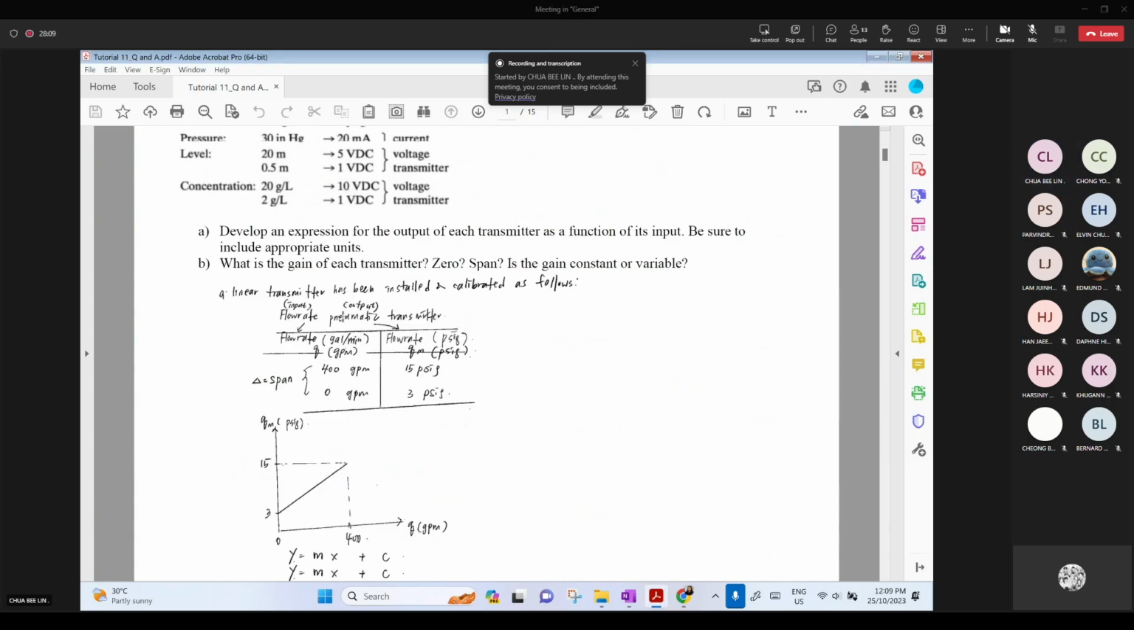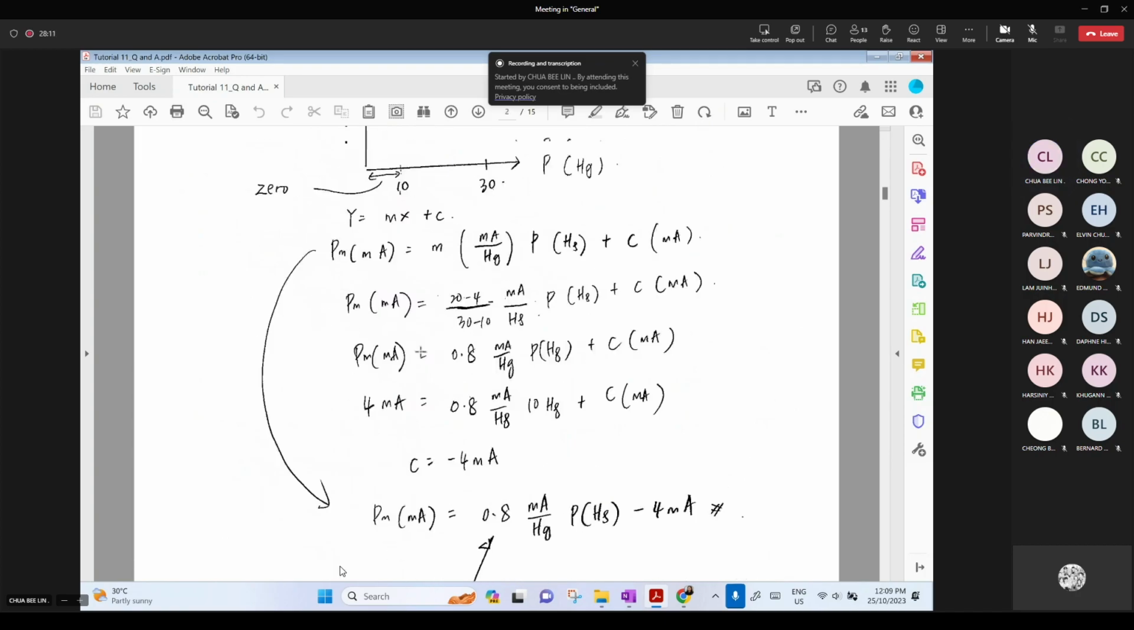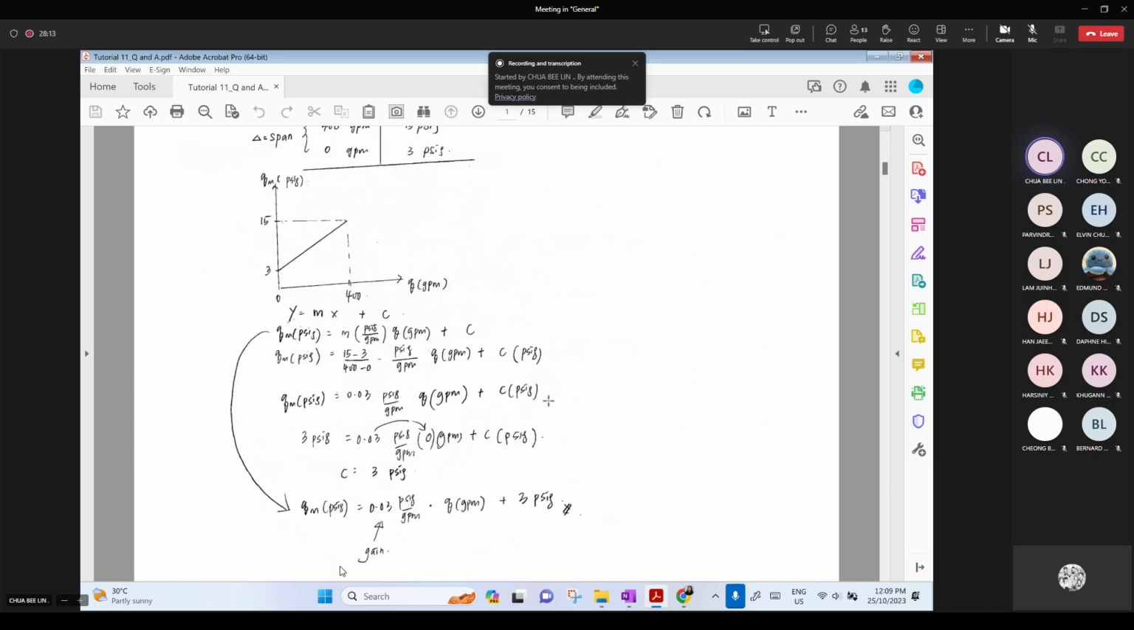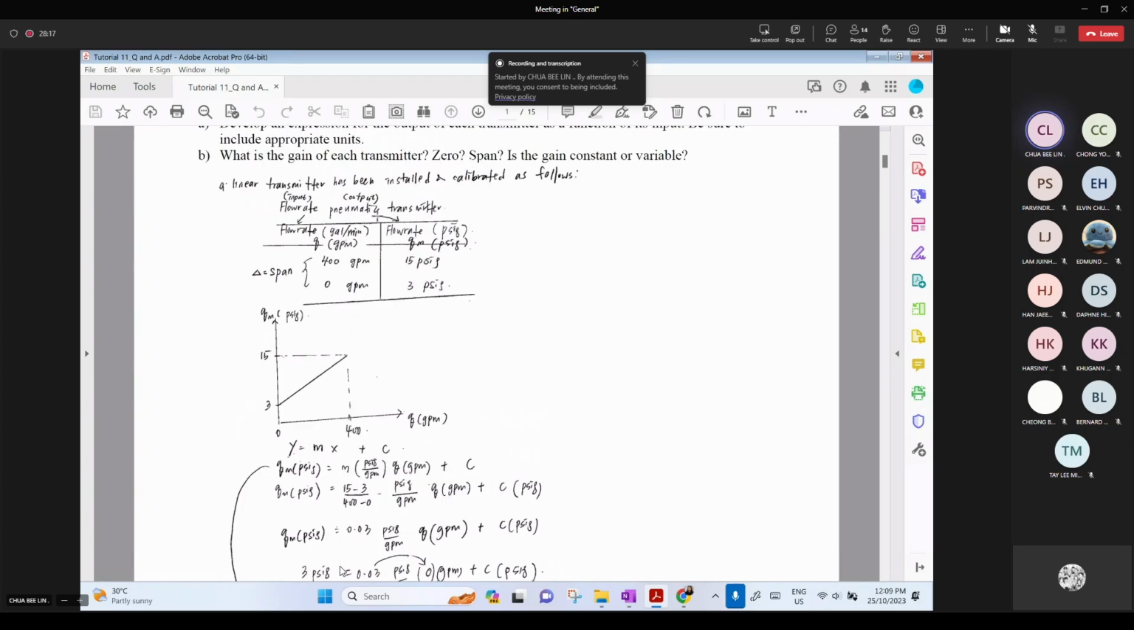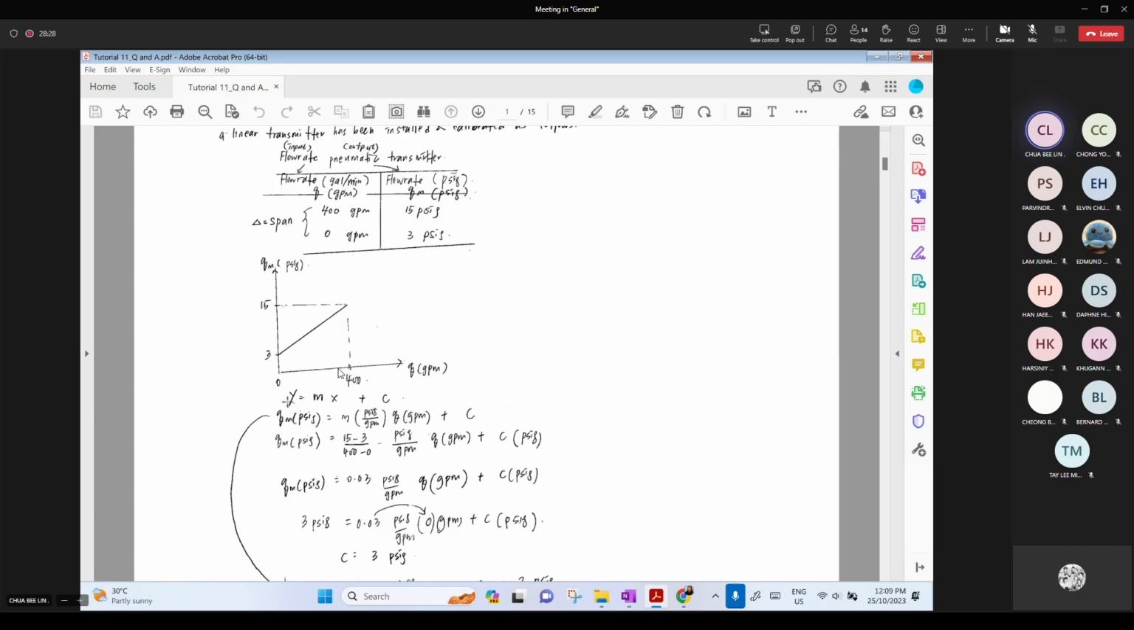The one you need to focus on for tutorial 11 is, for example, question 1. In question 1, you have to identify the input and the output. You will do exactly the same as what I did: from here, what will be your input, what will be your output, then you plot the graph like this. You will find out this is a straight line equation, so you will form y equals mx plus c. The y-m is here because it is a transmitter.